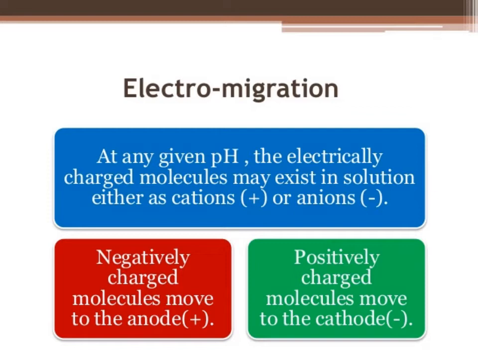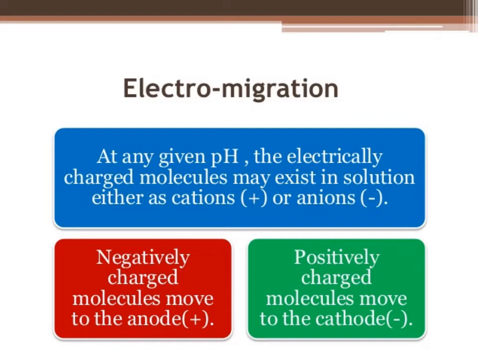Proteins, for example, at a certain pH may contain more positive charges as compared to the negative charges. So the net charge on the protein would be positive. If a protein contains more negatively charged amino acids on it as compared to positive charges, the net charge on the protein would be negative.